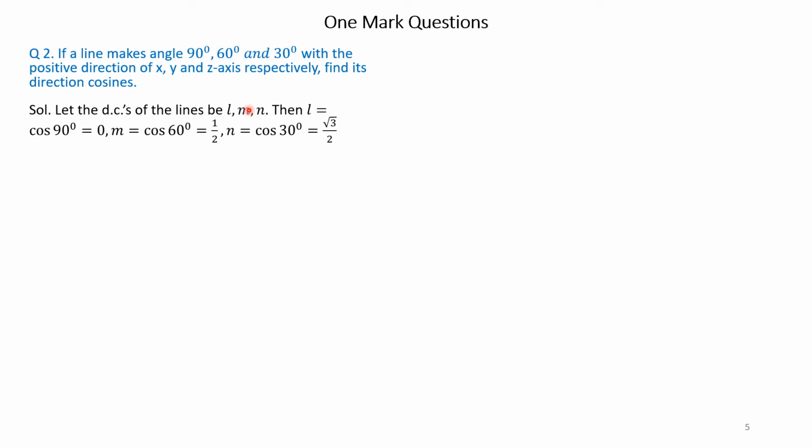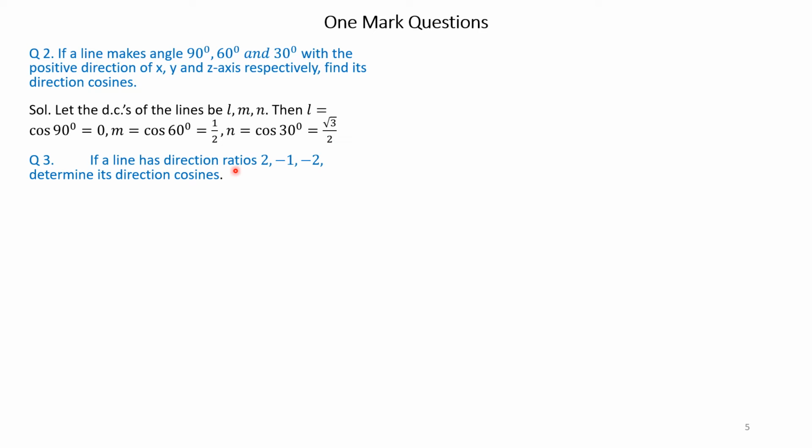Solution. Let the direction cosines of the line be l, m and n. Then l is equal to cos 90, which we know is 0, and m is equal to cos 60 degrees, since the second angle is 60 degrees. From trigonometry, cos 60 is half. And n is equal to cos 30, the third given angle, which is equal to root 3 by 2.